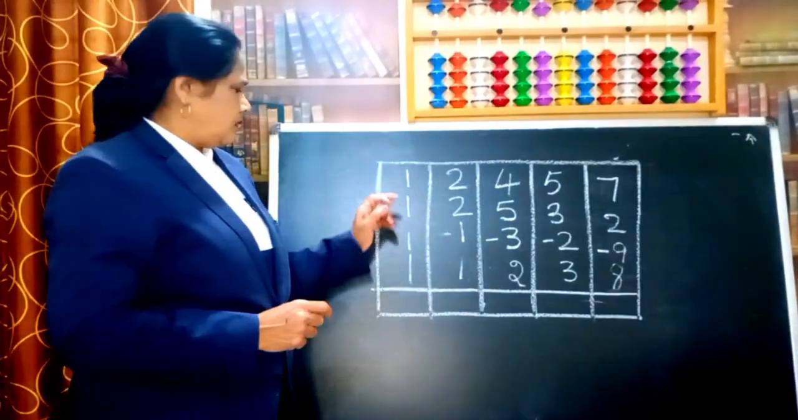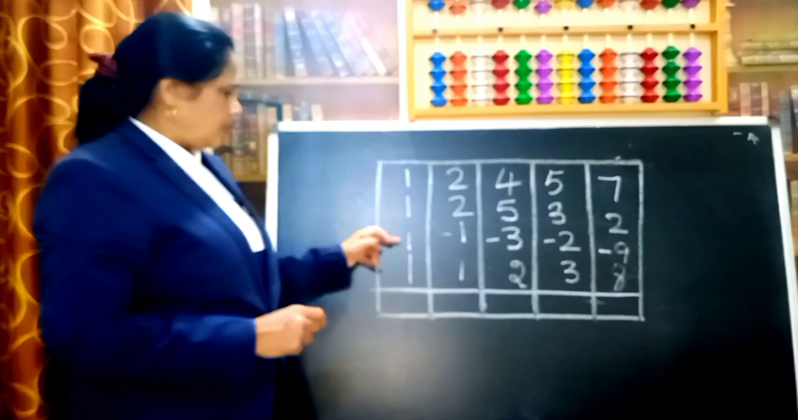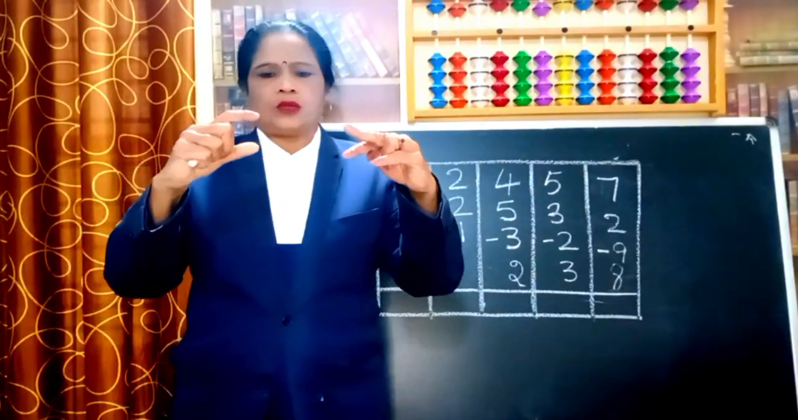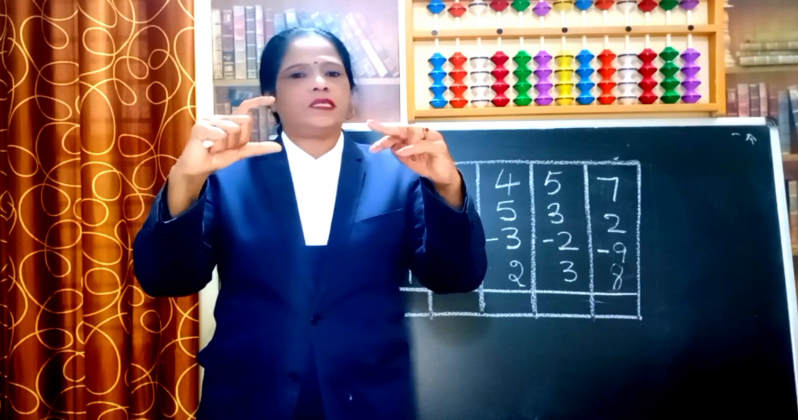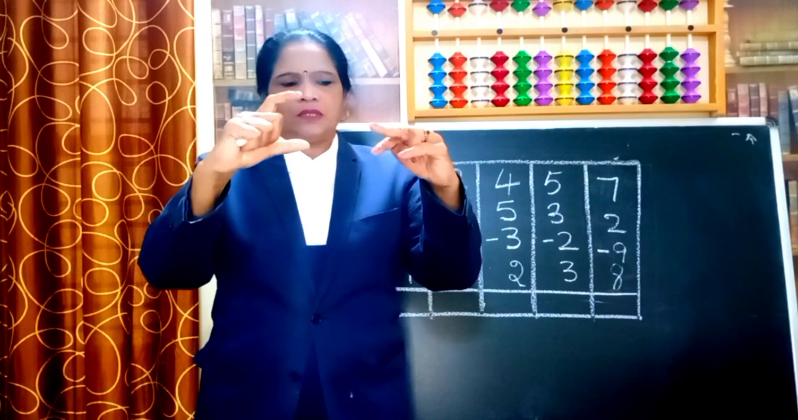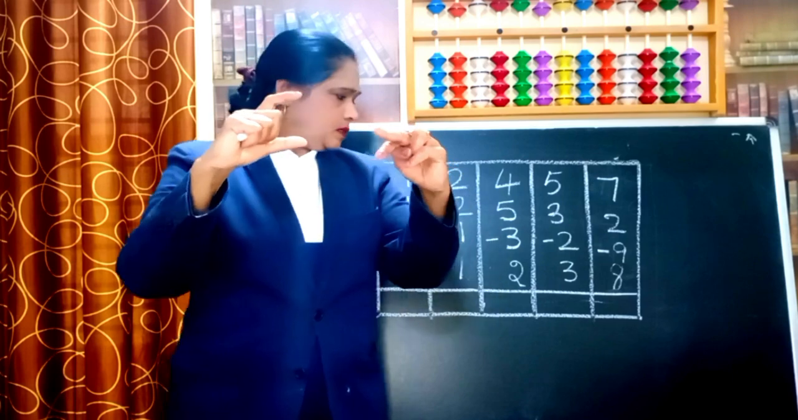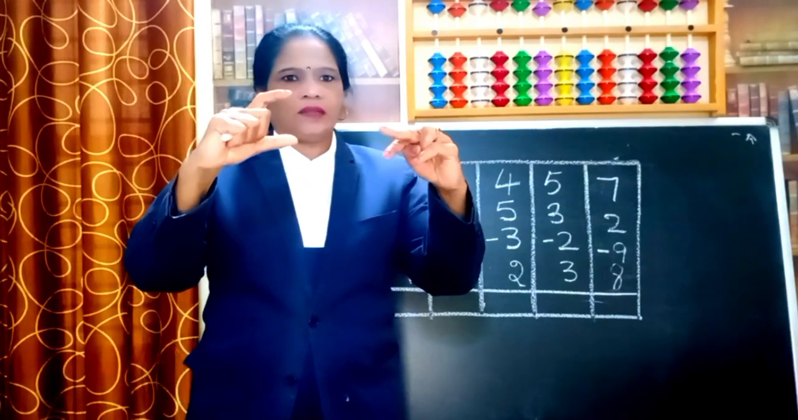See the first one. We will read it as add 1, add 1, add 1, add 1. Just hold this. Visualize. Zooming the abacus. No beads are touching the divider. This is house number 1. This is house number 2. What are the numbers? 1, 1, 1, 1.